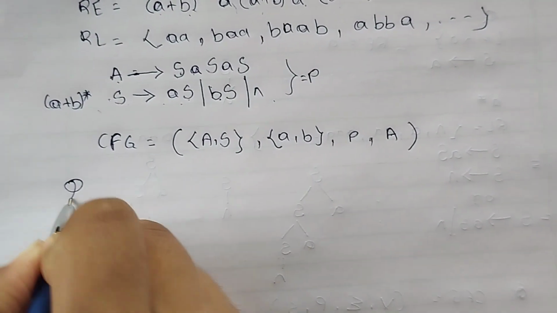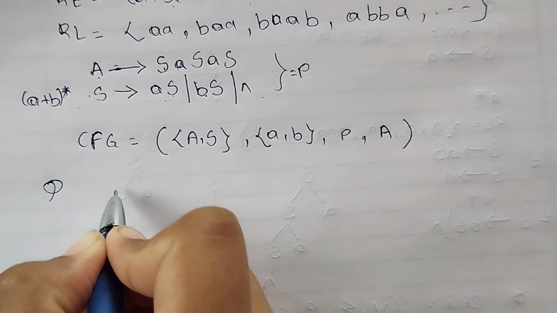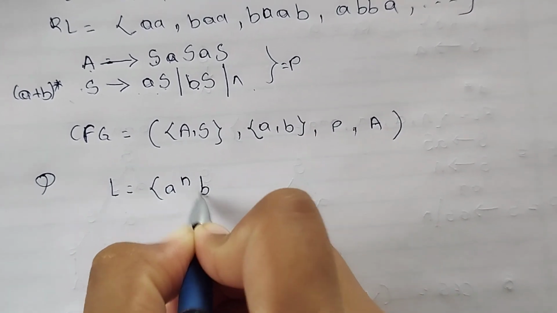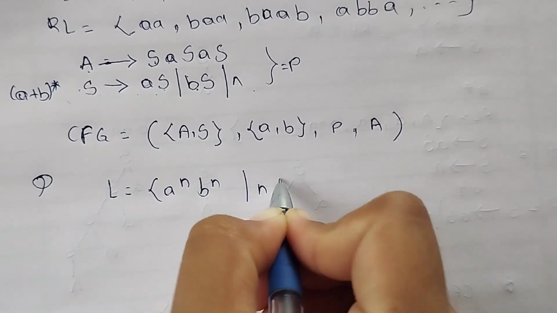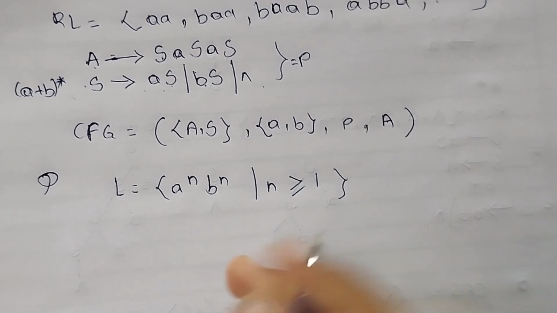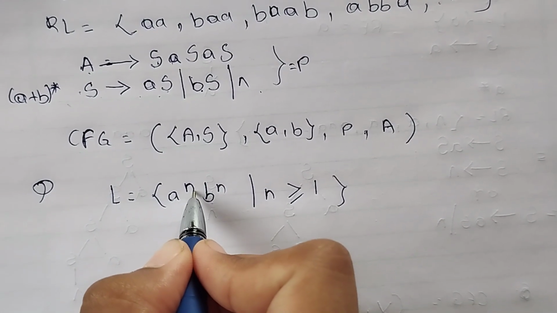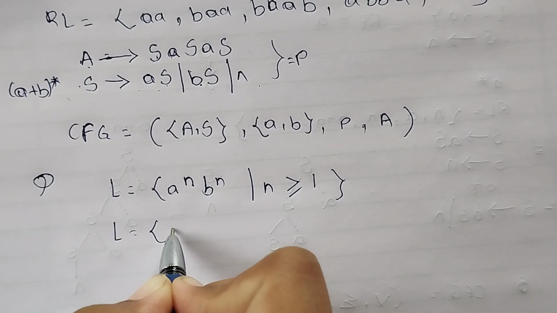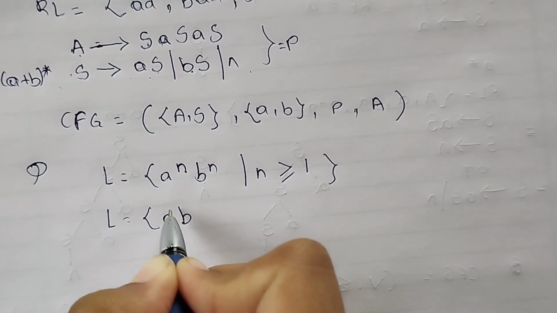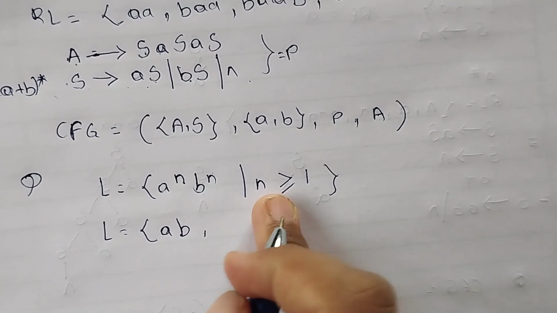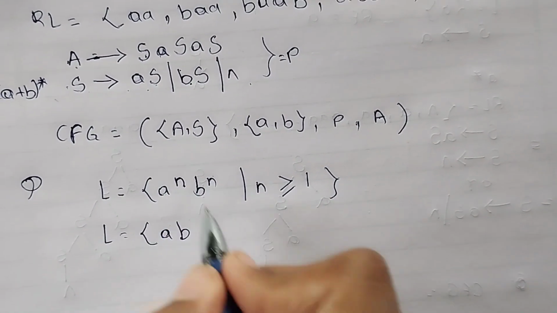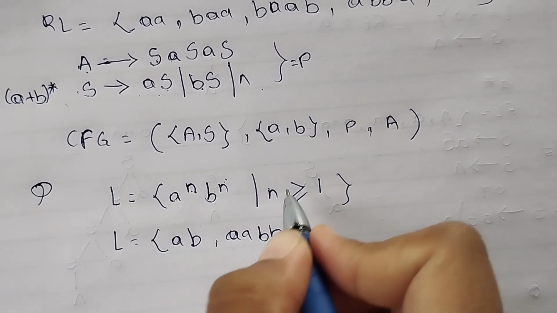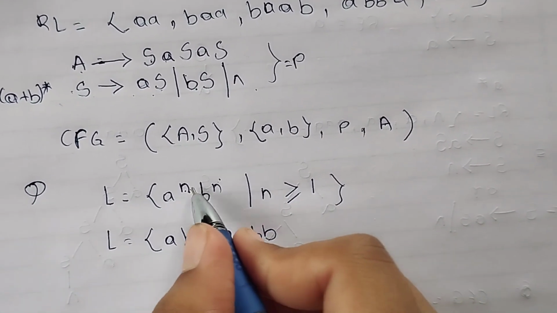We see one more example. So in this example, this L is given in the form of a raised to n, b raised to n, where n is greater than or equal to 1. Means what? If we consider this n as 1, then we get a raised to 1, b raised to 1. So AB simply. When n is 2, then a raised to 2, b raised to 2 means AABB. When n is equal to 3, that time a raised to 3, b raised to 3.